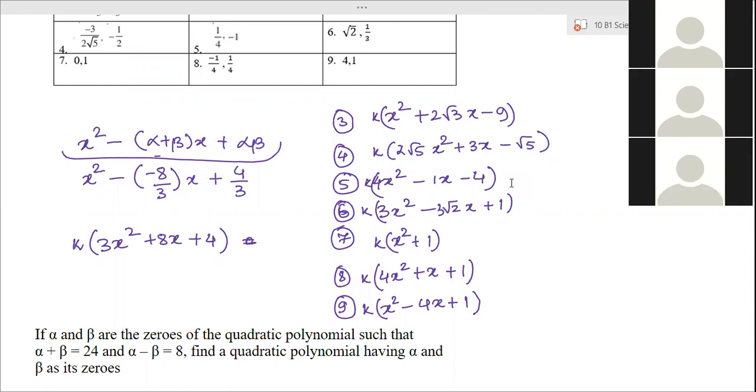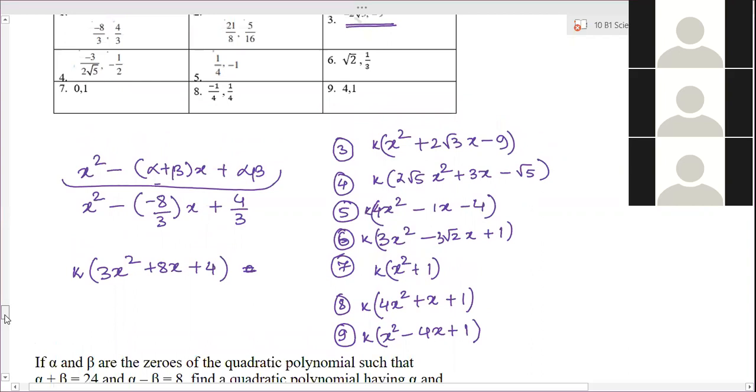Now, what's the answer for the second one? 16x square minus 42x plus 5. Okay. Thank you.